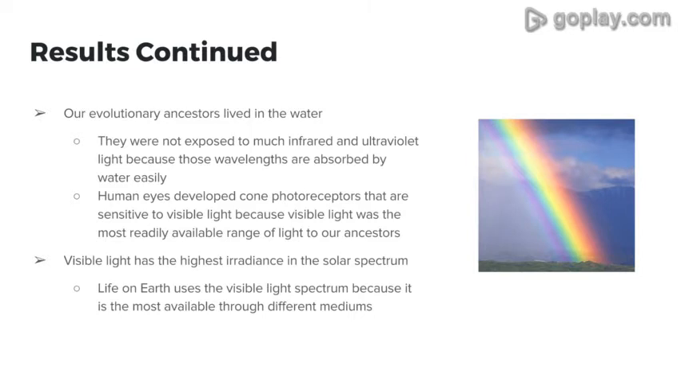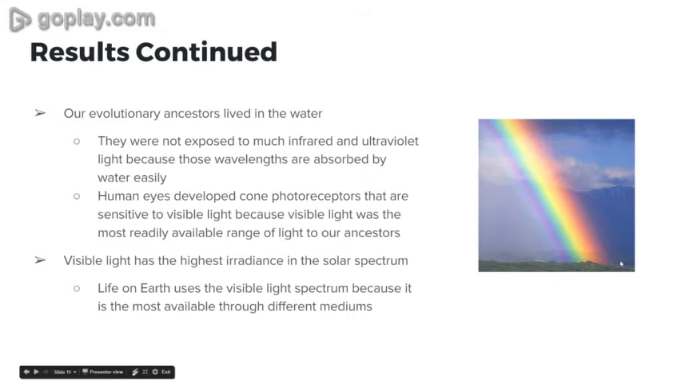Our conclusion is that our evolutionary ancestors lived in water. They were not exposed to much infrared and ultraviolet light because those wavelengths are absorbed by water easily. Human eyes developed cone photoreceptors that are sensitive to visible light because visible light was the most readily available range of light to our ancestors. Visible light has the highest irradiance in the solar spectrum. Life on Earth uses the visible light spectrum because it is the most available through different mediums.